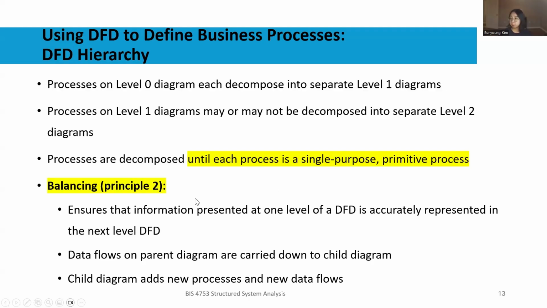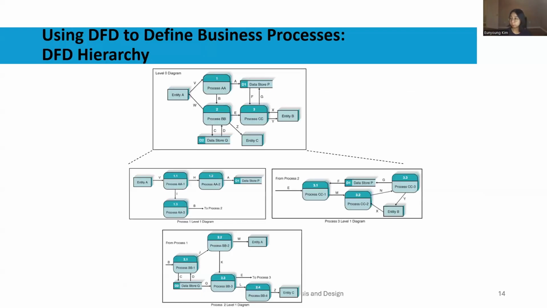Okay, next principle is balancing. So it is about ensuring consistency between the parent diagram and child diagram. So for example, the data flow defined in the context diagram should similarly appear on the level 0 diagram. So let's see this example. So here you can see the level 0 diagram of a certain information system.